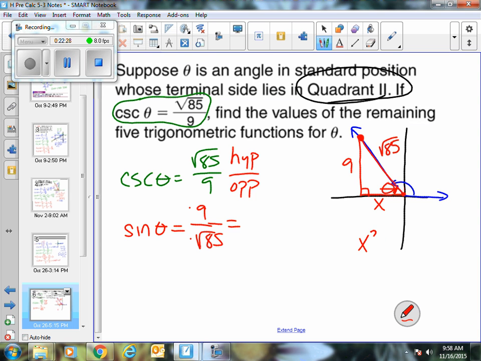Go ahead and solve for it. So x squared plus 9 squared equals square root of 85 squared. Go ahead, pause the video, solve for x. So we get x squared plus 81 equals 85. So x squared equals 4, square root.